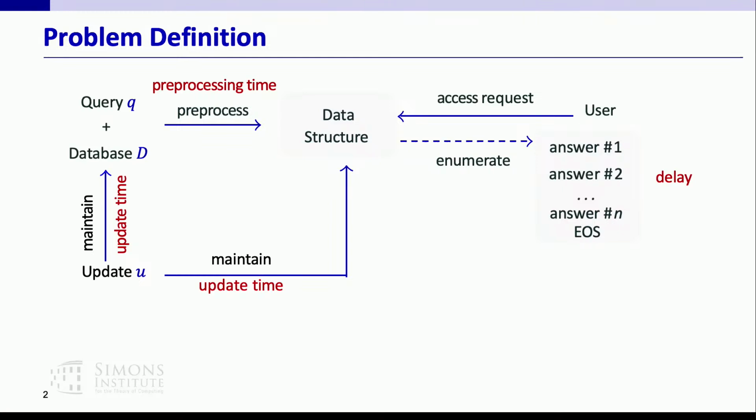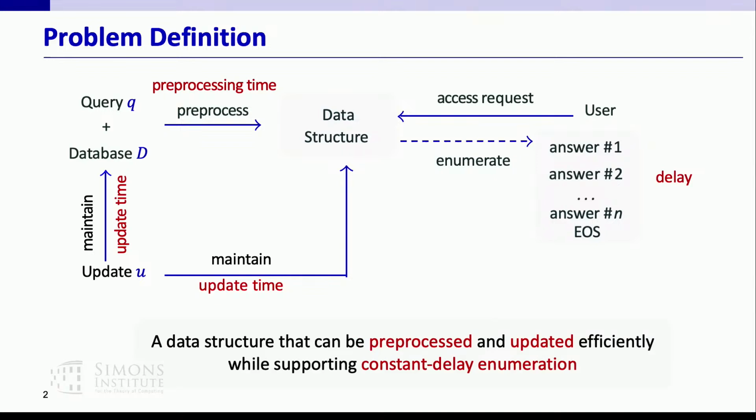There are 3 important performance metrics for the data structure. One is the pre-processing time, to build the data structure, and also the update time, to update the data structure when a tuple is inserted or deleted. Lastly is the delay for the enumeration process. In Dan's talk, he focused on the trade-off between these 3 important measurements, the pre-processing time, the update time, and the delay. But in today's talk, I will focus on the constant delay enumeration.